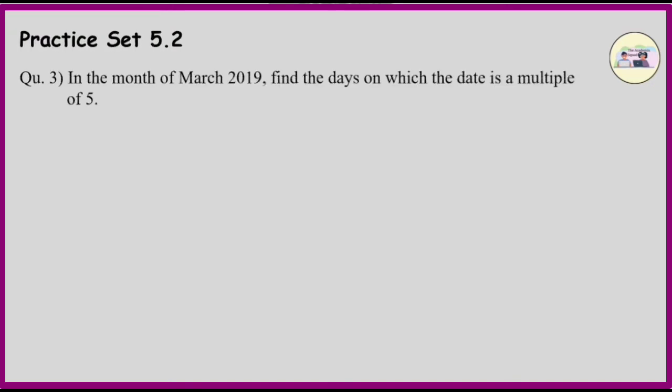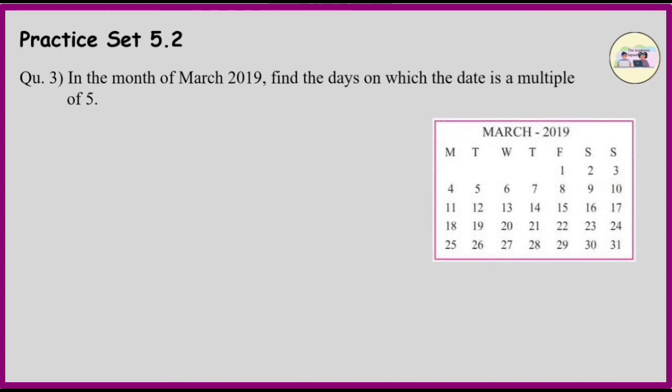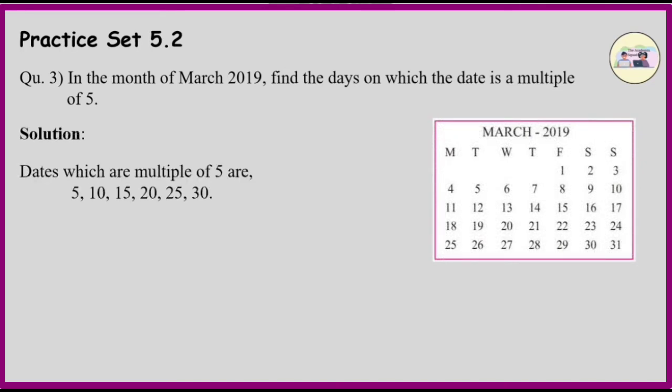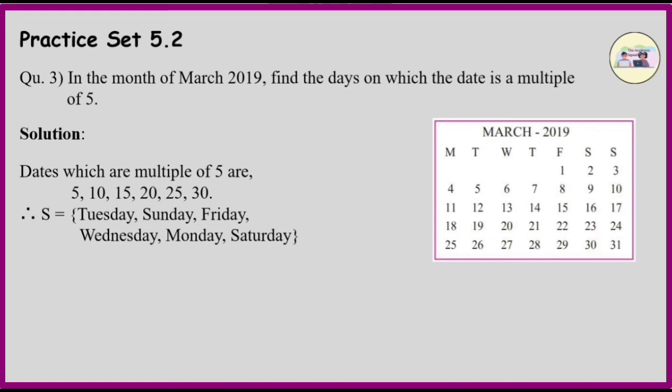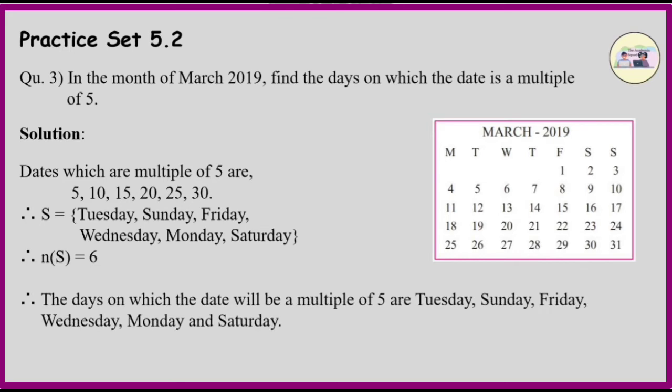Practice set 5.2. The question is, in the month of March 2019, find the days on which the date is a multiple of 5. See the given page of the calendar. The solution is, dates which are multiples of 5 are 5, 10, 15, 20, 25, and 30. Therefore, S is equal to {Tuesday, Sunday, Friday, Wednesday, Monday, Saturday}. n(S) is equal to 6. The days on which the date will be a multiple of 5 are Tuesday, Sunday, Friday, Wednesday, Monday, and Saturday.